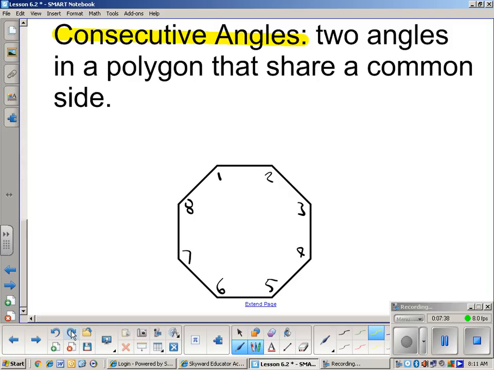So adjacent would be angles like this, where they share this common side, but they also share that vertex. Where these don't share a vertex, they just share a side. So you might say that to a classmate to help them understand where to look, but I just want to make sure you understand the difference between adjacent and consecutive. Okay?